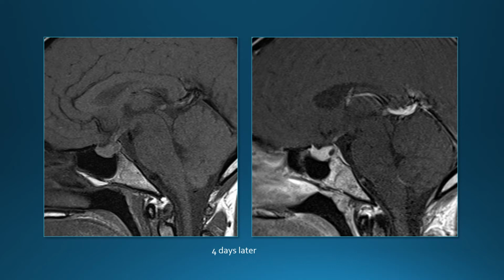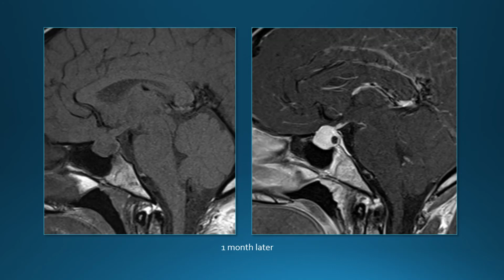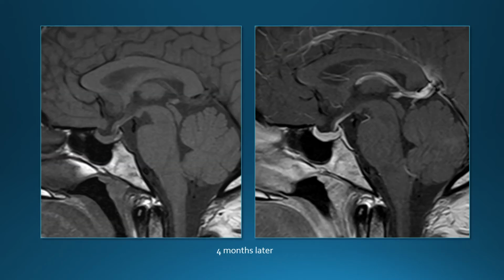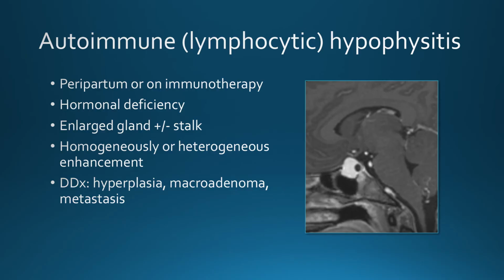So the steroids were stopped, and at follow-up 1 month later, the gland is big again. And then they put this patient on steroids, and a few days later it's small again. And then 4 months later it stayed small. So this is a patient with autoimmune or lymphocytic hypophysitis.